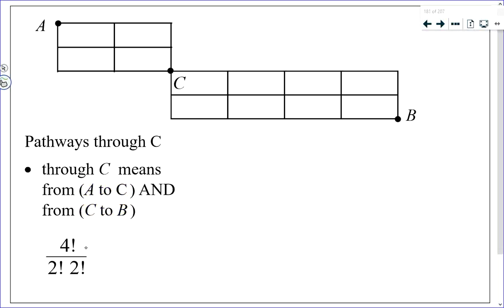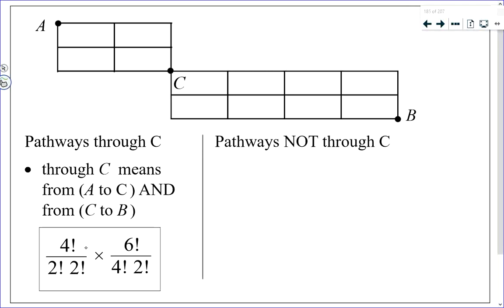From A to C, I have to make 4 moves, right, right, down, down, but I have 2 rights and 2 downs. I have to make 6 moves from C to B, right, right, right, right, down, down. Of course, I have to move from A to C and C to B, which means I multiply those, and that would be the answer to that question. And I believe that answer is 90.